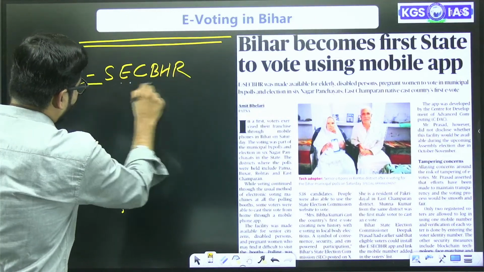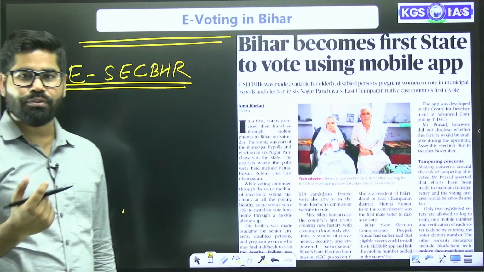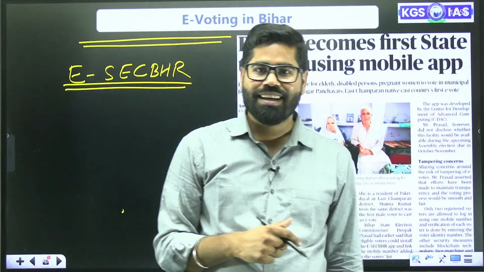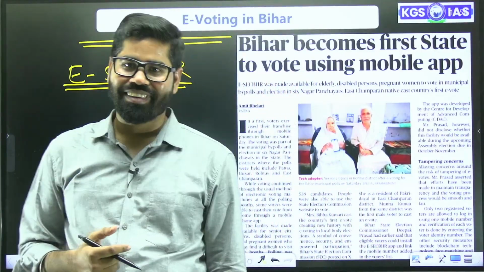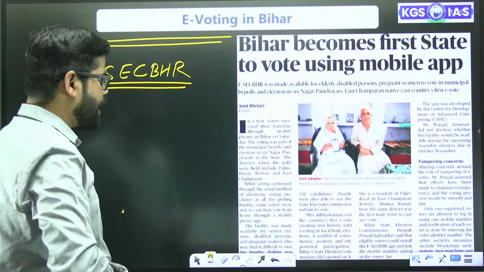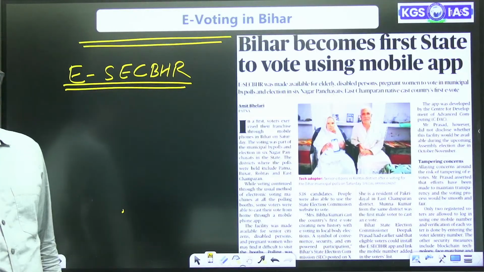At least they could have got a new name. They should have contacted the Union government for the name. The Union government has this expertise in naming of the apps. But it has been named as ESCCBHR. So this is one of the apps which has been used.